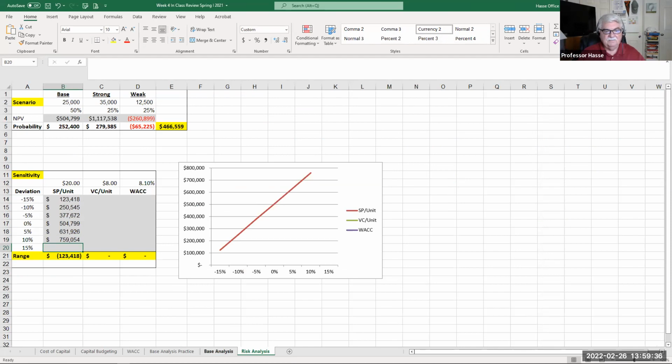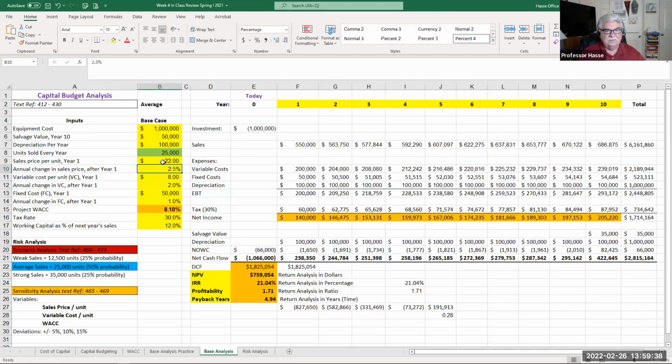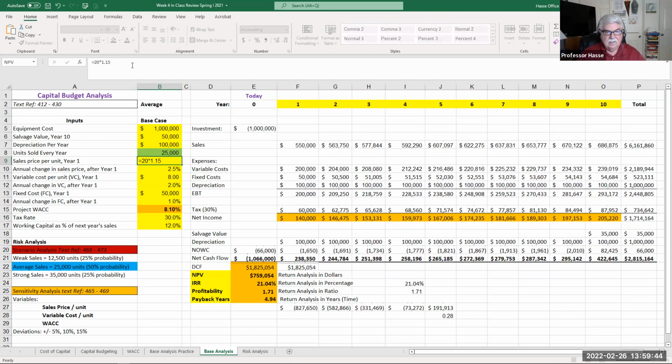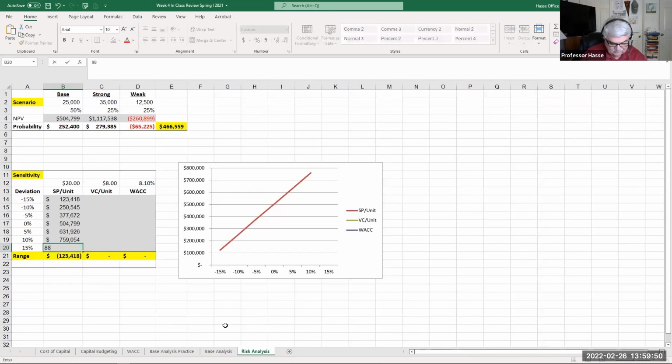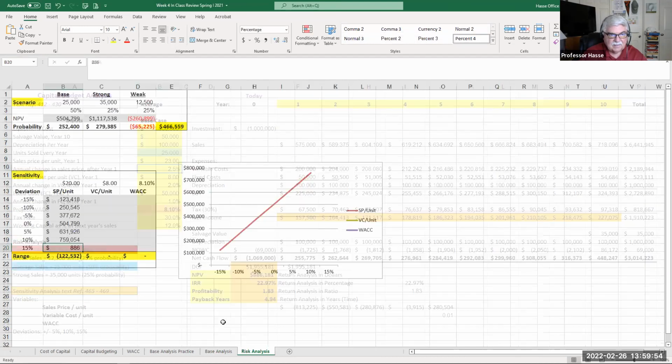And then finally, a 15% increase in our selling price, $20 times 1.15, and $886,181. 886, what was it again? 181. 886.